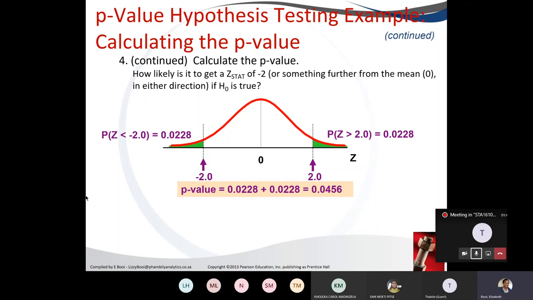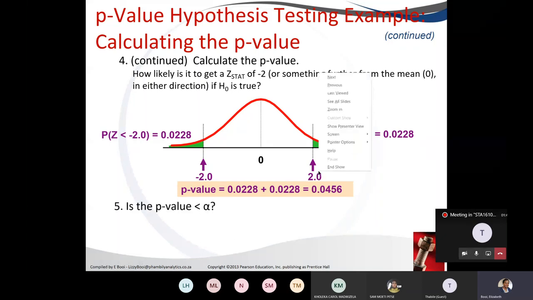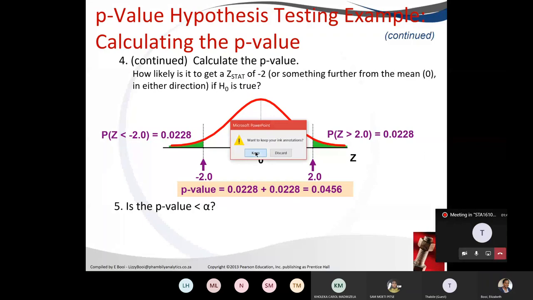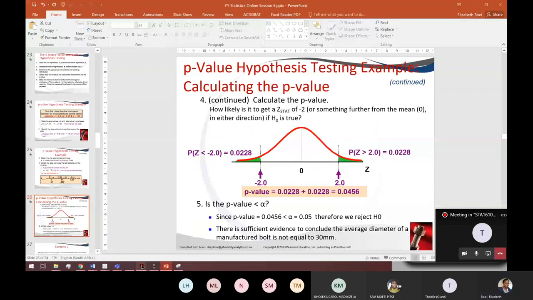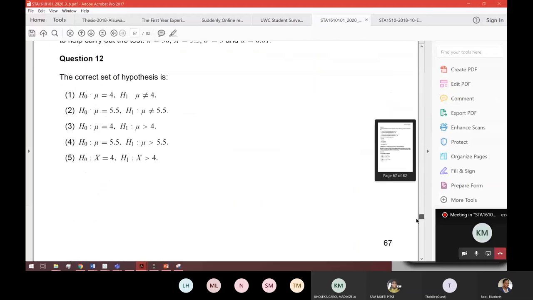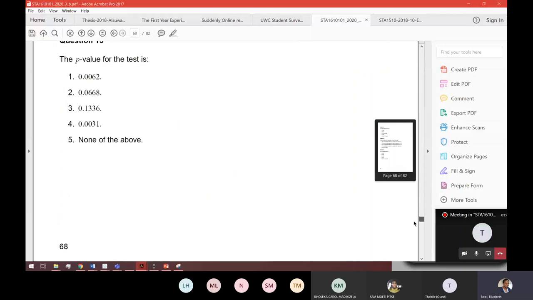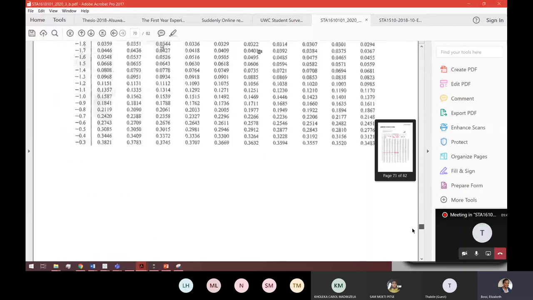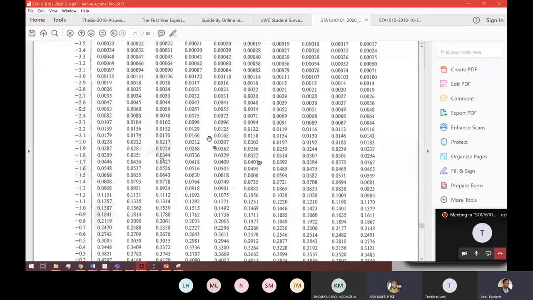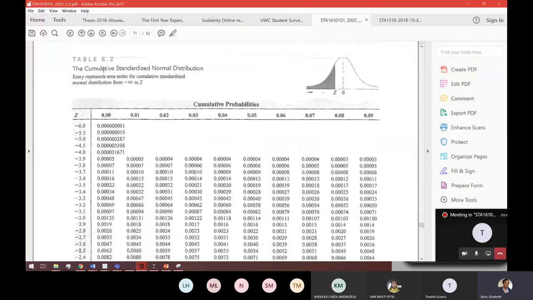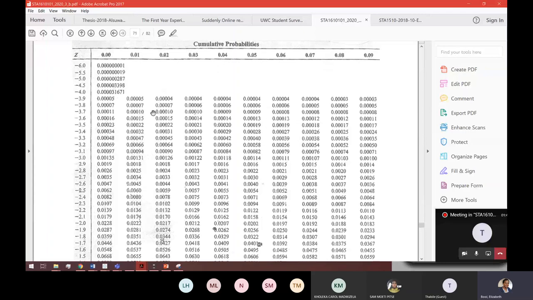We'll go find the minus 2. Remember, we're looking for minus 2.0. So on the Z table, you can see I'm on the cumulative standardized normal distribution table. 2.0, it will be there because at the top, it's also 0.00. So the p-value I find is 0.0228.